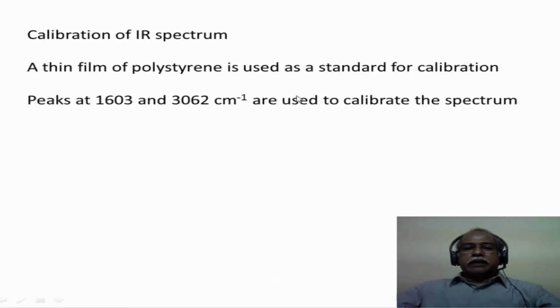In order to calibrate the infrared spectrum, a thin film of polystyrene is generally used. This is a standard sample, and the calibration peaks are at 1602, which is because of the C double bond C stretching frequency of the polystyrene, and the CH stretching frequency of the polystyrene, which occurs at 3062. These two peaks are used essentially to calibrate the infrared spectrum.